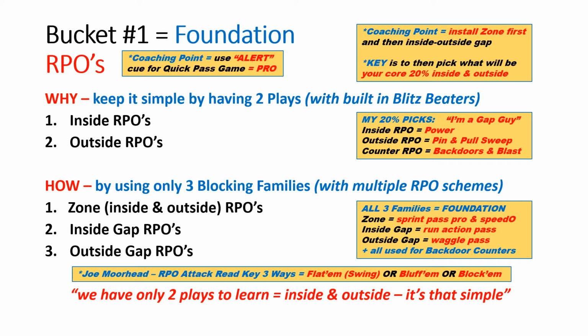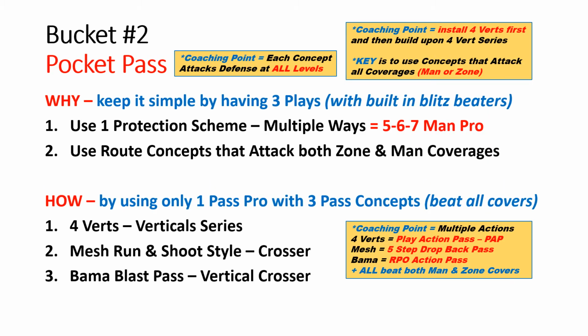I like to say with this then, we only have 2 plays we really need to learn. We're going to run an inside RPO and an outside RPO. It's that simple. And one last thing is Joe Moorhead, again, uses this RPO attack method of reading the keys 3 ways. He says you want to go ahead and flat them, you want to bluff them, and you want to block them. All right, bucket number 2 now is our pocket pass.